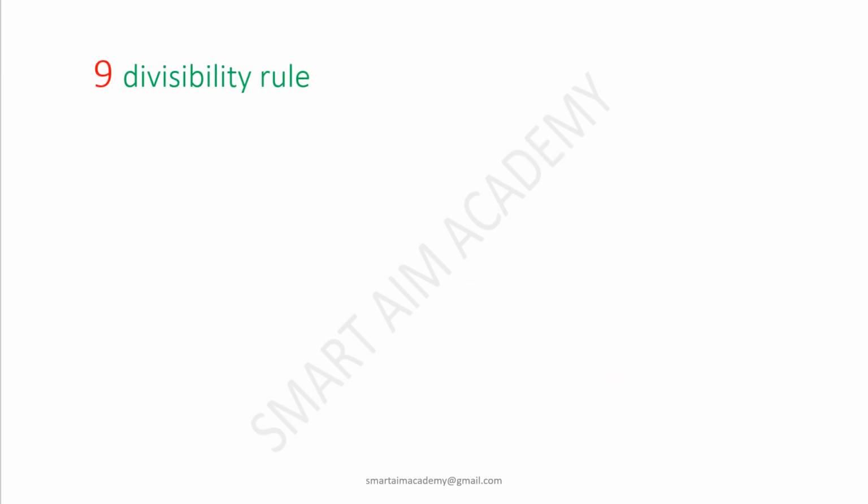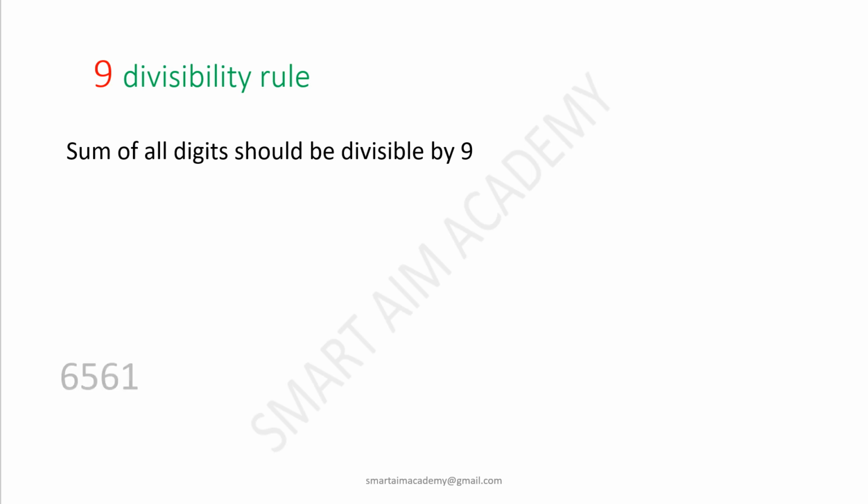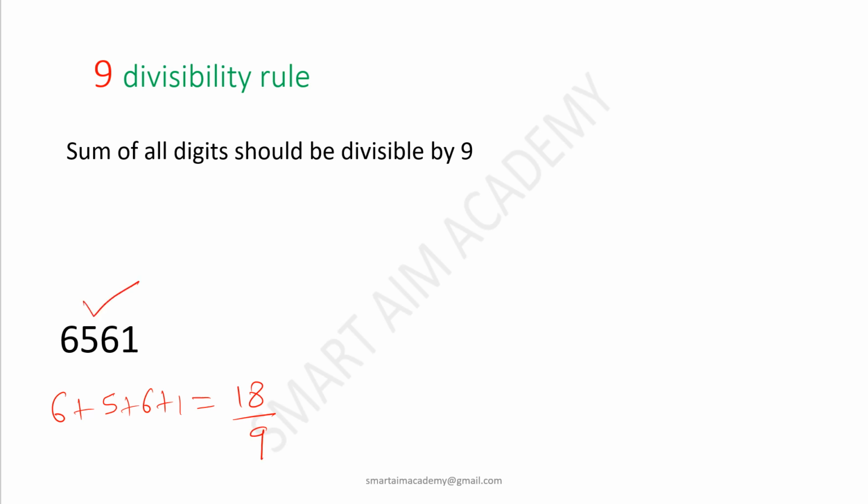Next one, the 9 divisibility rule. The sum of all digits should be divisible by 9. Given 6561, the sum of 6 plus 5 plus 6 plus 1, total sum 18. 18 is divisible by 9, so the given number is also divisible by 9.